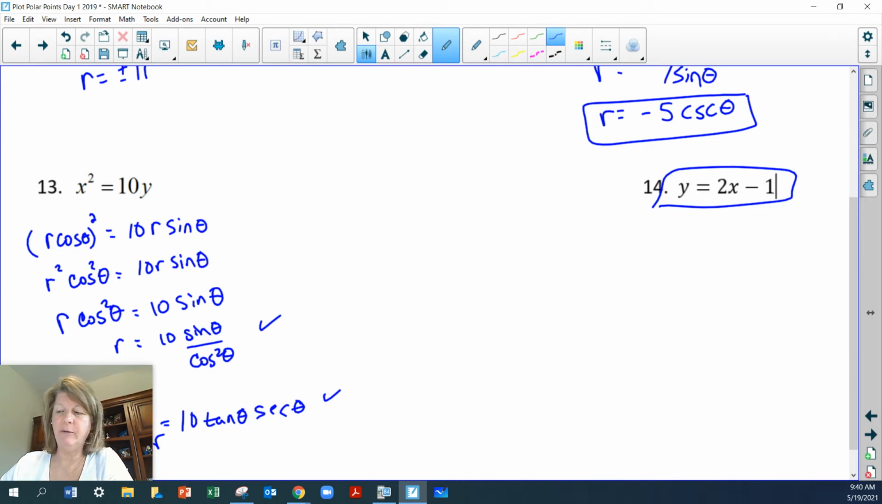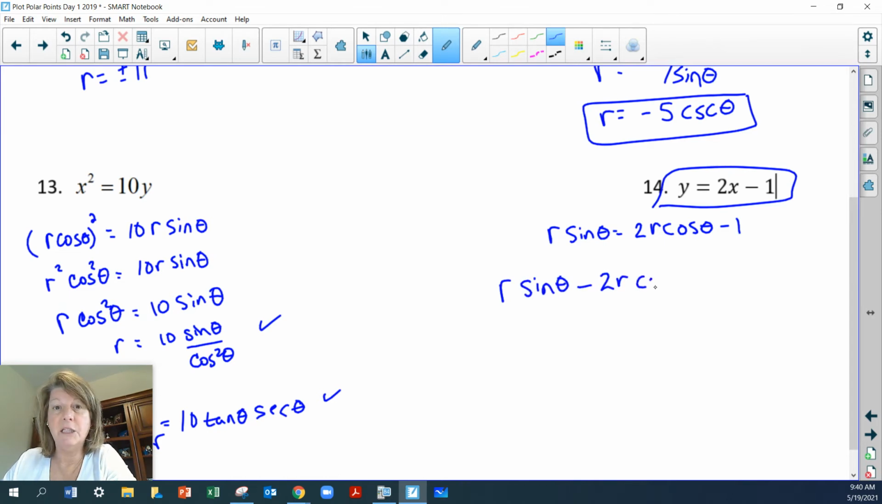Debating about subtracting 2x, squaring both sides. I think just substituting, maybe r sine theta equals 2r cosine theta minus 1. If I brought the cosine over, I could pull out an r. I need to get my r's together so that I can GCF out an r. Let's GCF that r. That's going to leave us a sine theta minus 2 cosine theta.